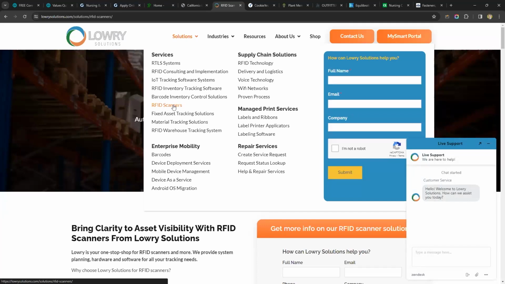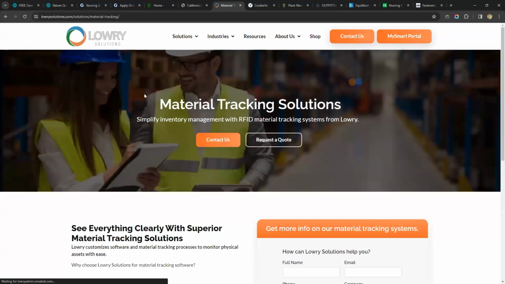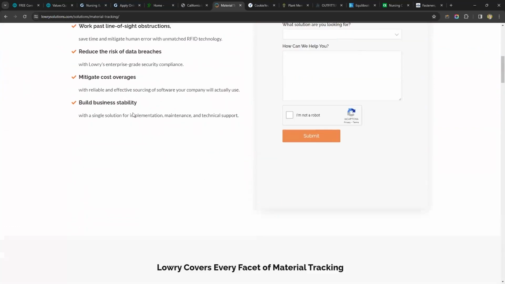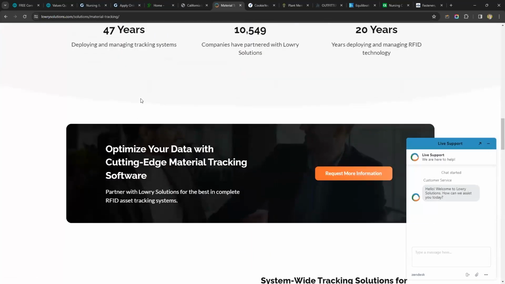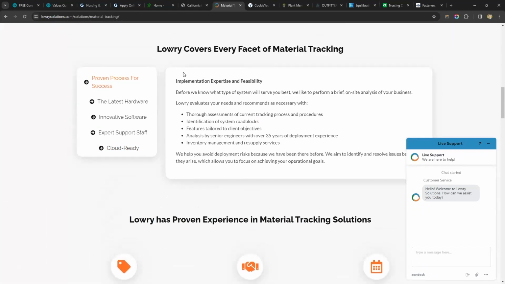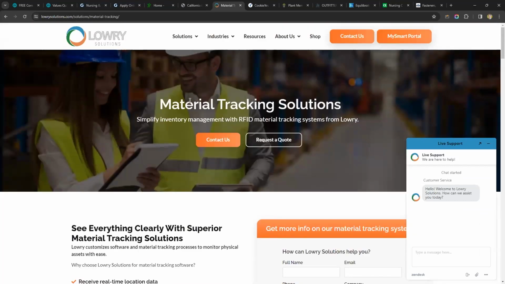I can't tell you how many sites we see where, whatever was promised, you get to it and you have to think for a minute. They promised material tracking solutions, and they predicted it, but what if they didn't do that? This site's actually pretty darn good. But what if they started showing Lowry covers every facet of material tracking? Obviously, it's about material tracking, but that is nowhere near as good as the fact that they're actually showing you what is in material tracking.